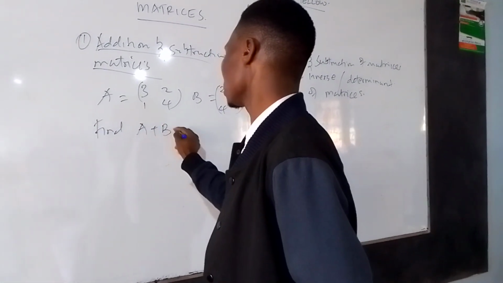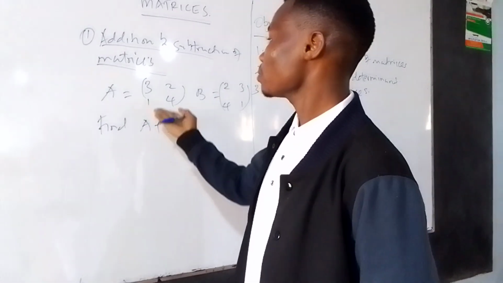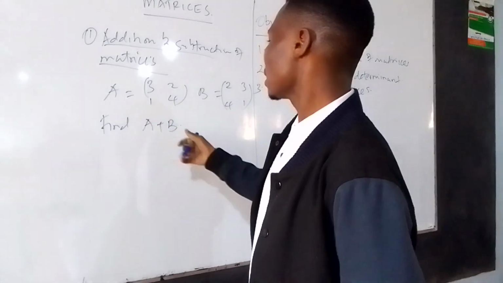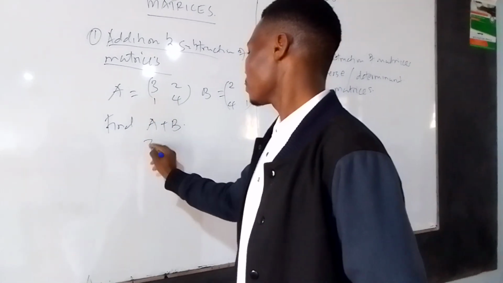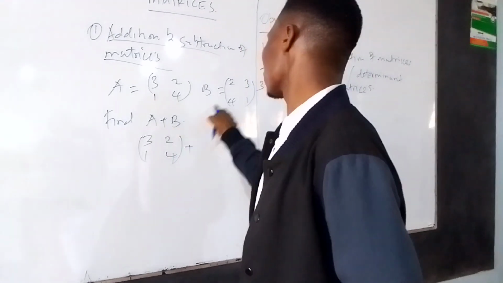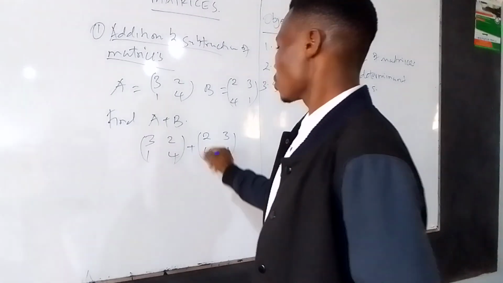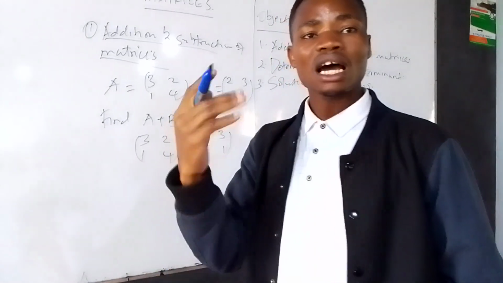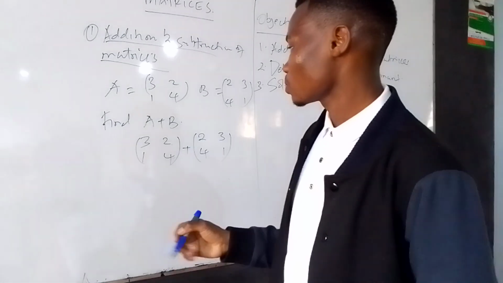A plus B. If you are told to find A plus B, it is very simple. We will take the corresponding values, you add. Let us write down the matrices of A, 3, 2, 1, 4, plus the matrices of B, 2, 3, 4, 1. So this corresponds to this and this corresponds to this. In other words, you will add the values which are corresponding.